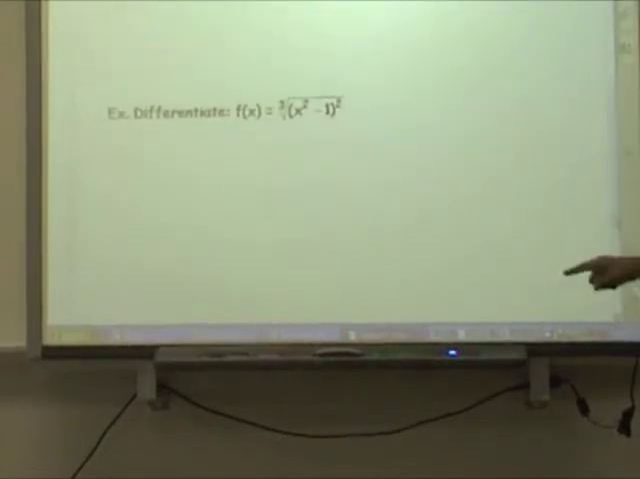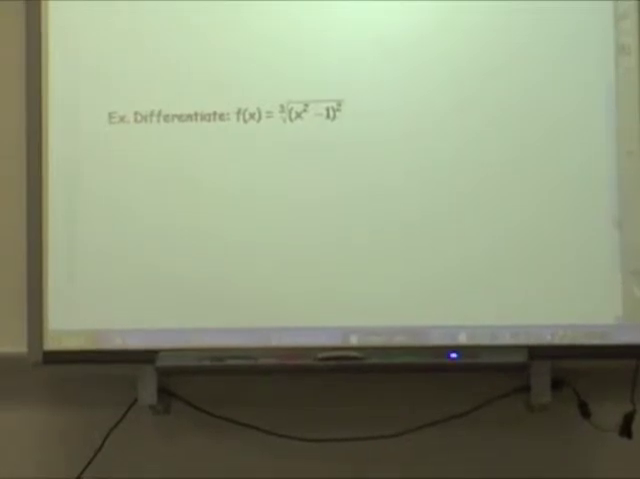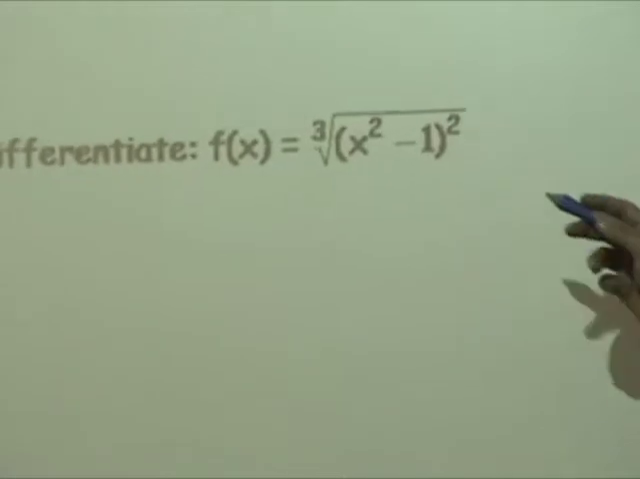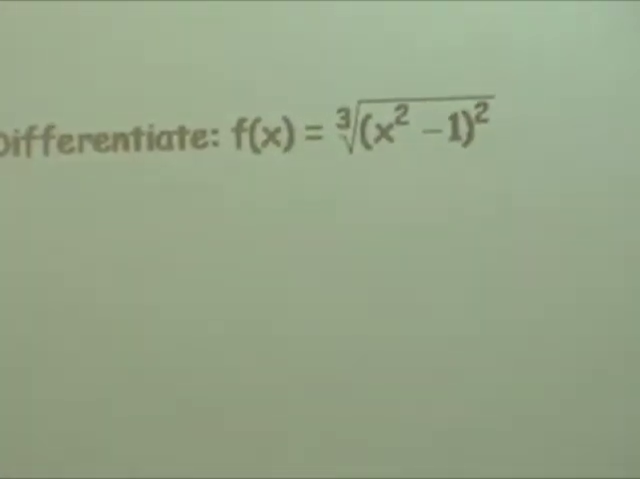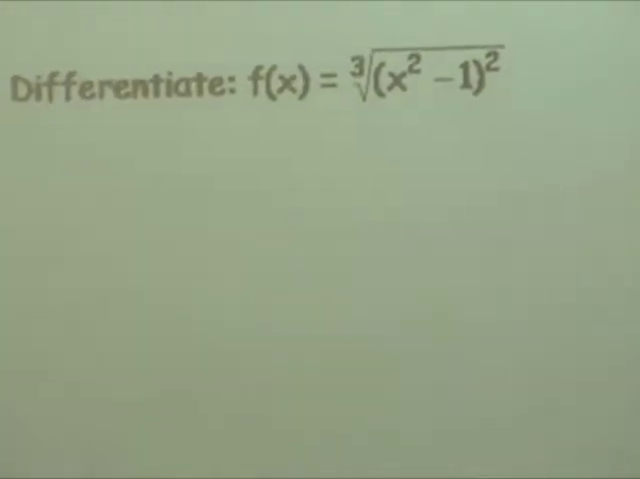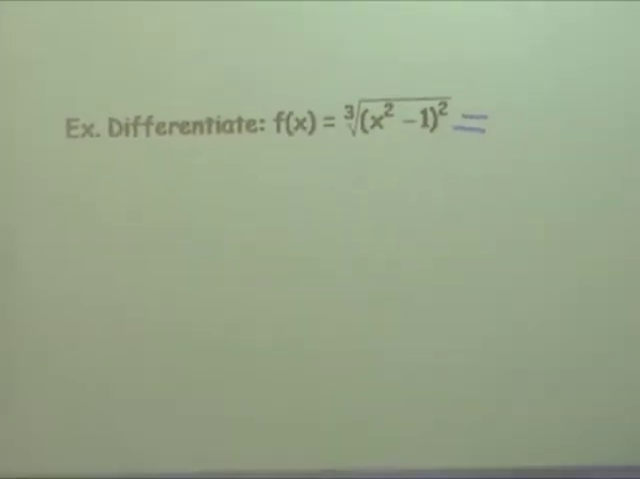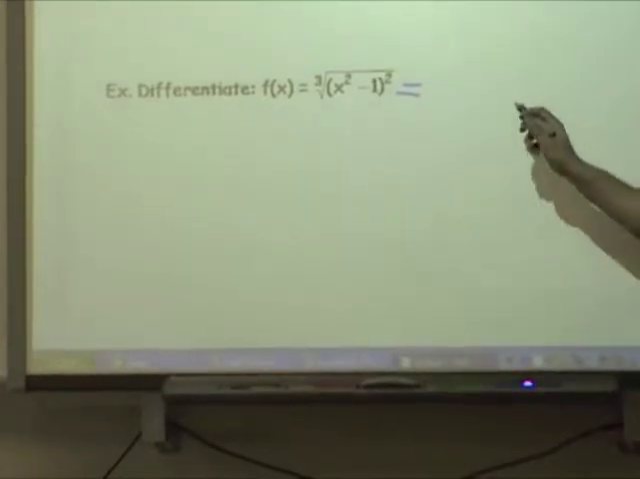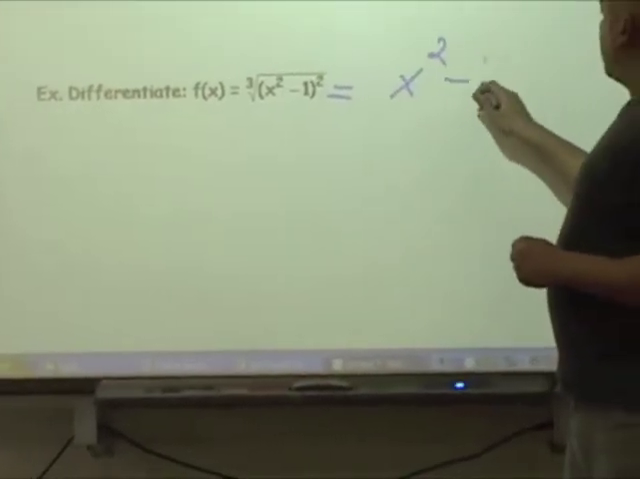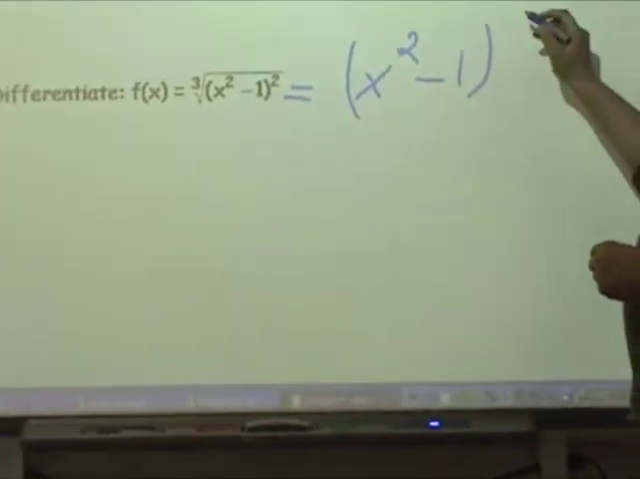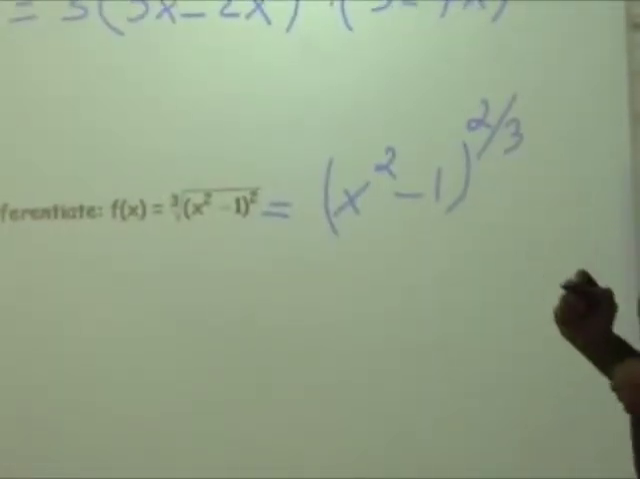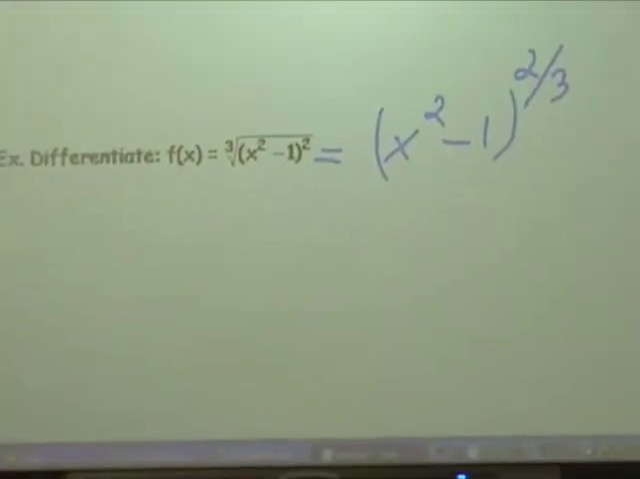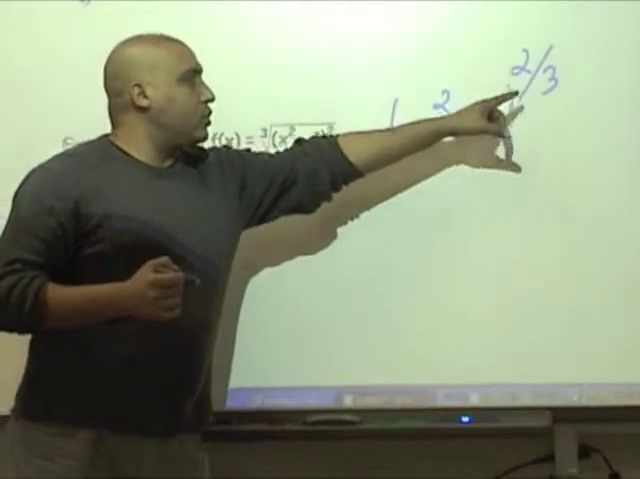Next problem. We have f of x equals the cubic root of (x squared minus 1) squared. Before I can write the derivative of this function, I can use some algebra to make it look a lot simpler. So this is the same as x squared minus 1 to the power of 2 over 3, which now tells me that x squared minus 1 is the inner function. It's inside the power of 2 over 3.